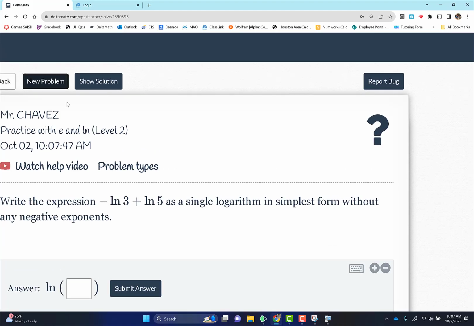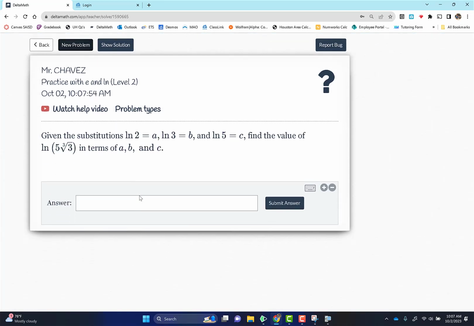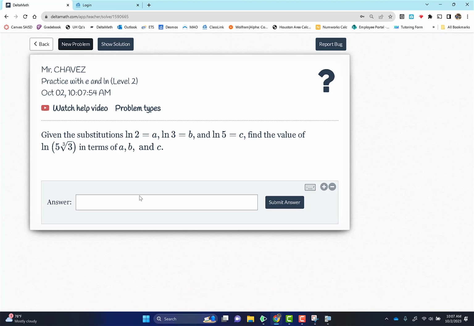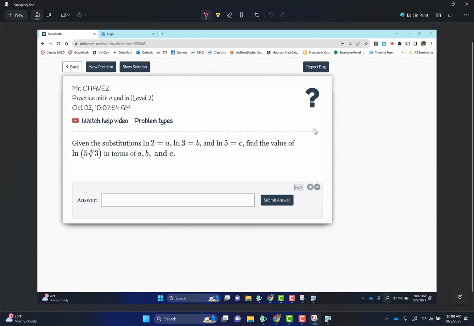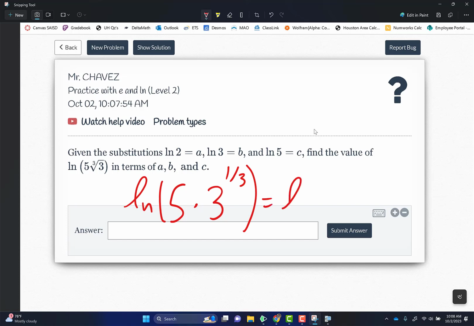All right, let's do another A plus B, because that's what you guys want. Okay, here's another A plus B. This one, relax, guys. It's not even that bad. It just looks like it's bad. Okay, so you just separate it. So look, I see ln of 3 in there, and I see ln of 5 in there. So I'm going to write ln, this is a product, 5 times 3 to the 1/3. See? So this is the same thing as ln of 5 plus ln of 3 to the 1/3.